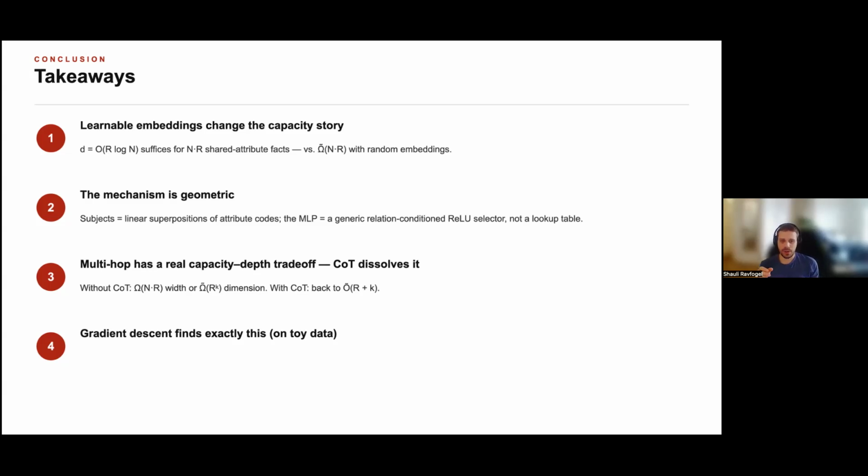In multi-hop questions, we showed this trade-off, where without chain of thought, you either have to have many MLP parameters or to have very large embeddings. But with chain of thought, we can go back to the efficient k=1 solution. And at least in toy data, gradient descent favors this geometric construction over the classical MLP-based construction.